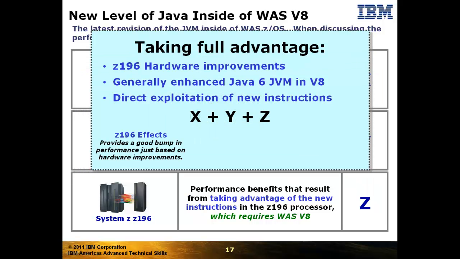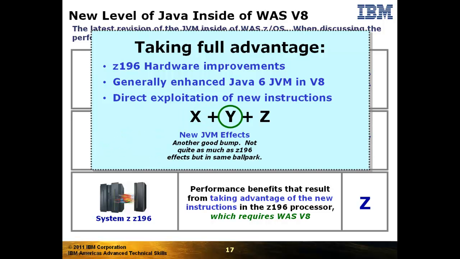Category X is the benefit realized with the new z196 processor chip. This is a pretty good performance bump by itself. WAS z/OS customers who acquire a z196 and remain on WAS z/OS version 7 for a while longer will see this performance benefit, and it will be noticeable. Category Y is the benefit realized with the improvements in the new Java 6 JVM inside of WAS z/OS version 8. This provides a pretty good performance bump by itself, so if you're a customer on a z10 and you move to WAS version 8, you'll see this improvement.